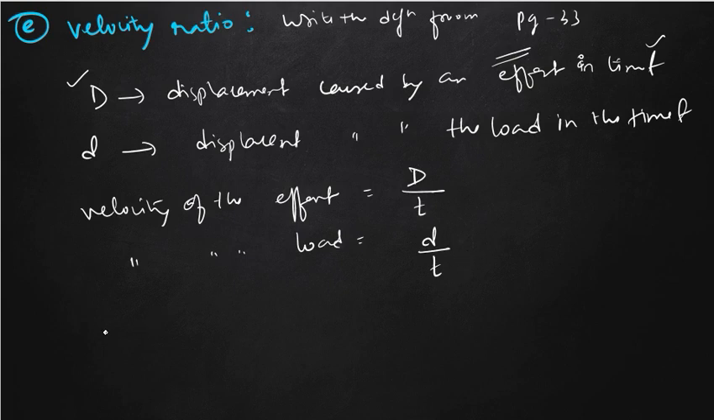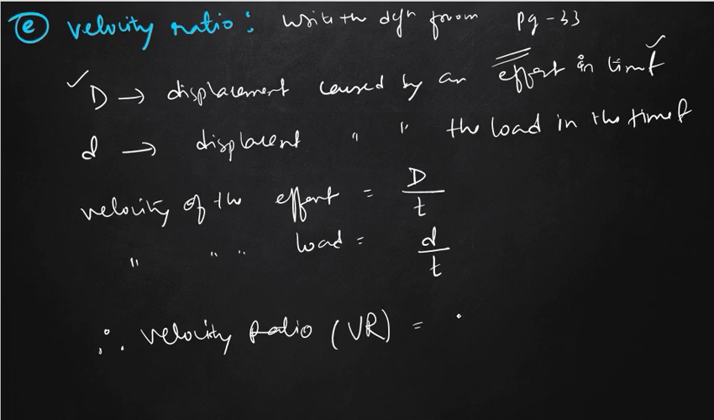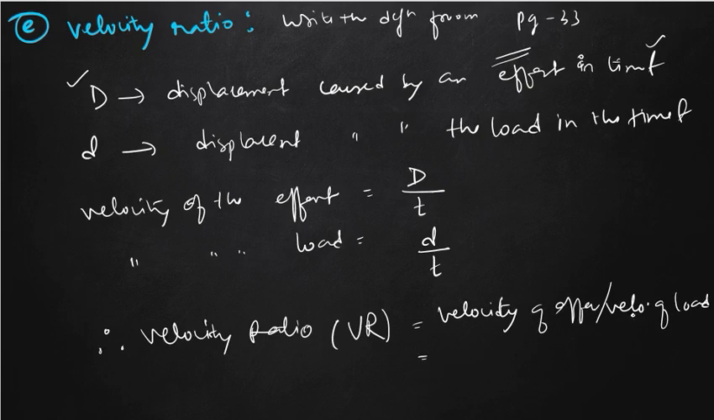Therefore we can find the velocity ratio. What was velocity ratio? We can say VR in short. It is the velocity of the effort divided by the velocity of the load. I have used some short forms.